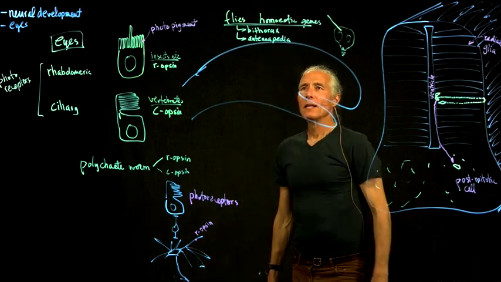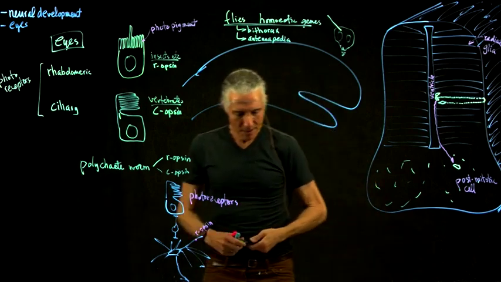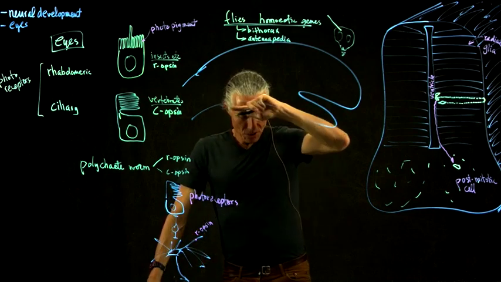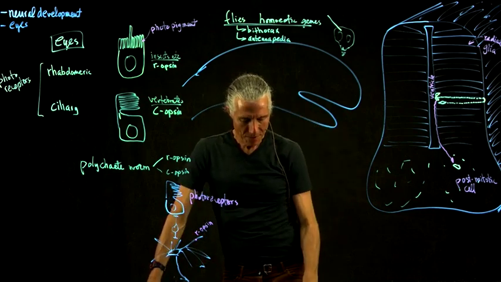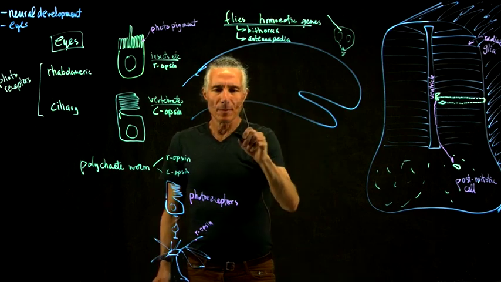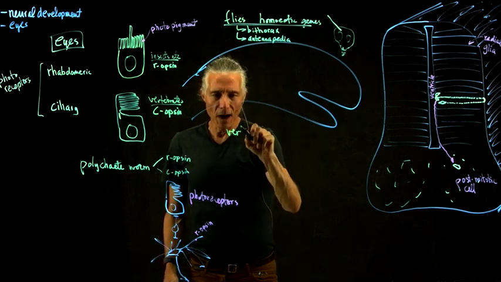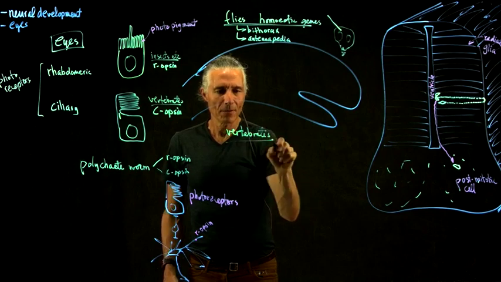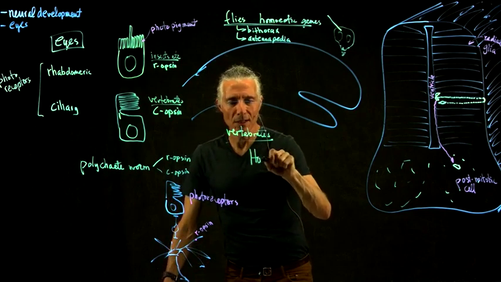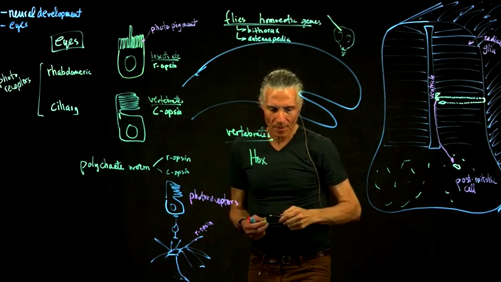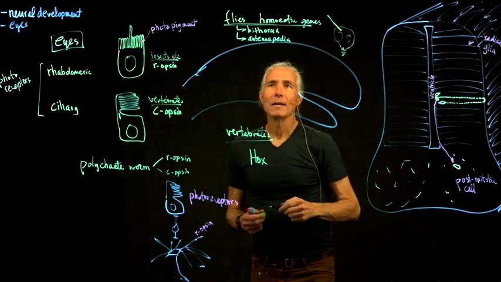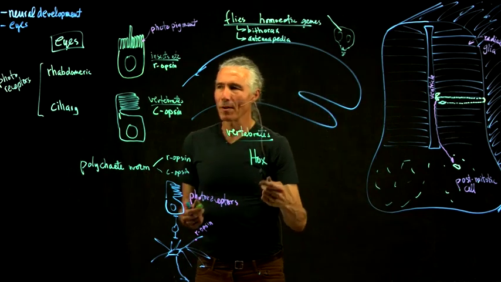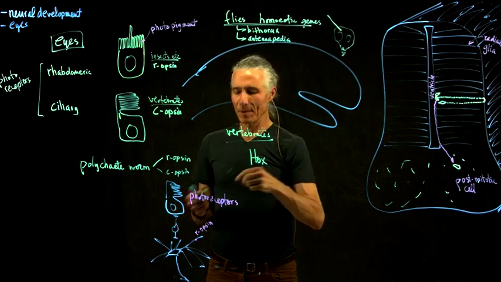So those genes are in vertebrates, and those genes are called Hox genes in vertebrates, and the same genes. There's even more of them. There's like twice or three times as many of them in vertebrates.